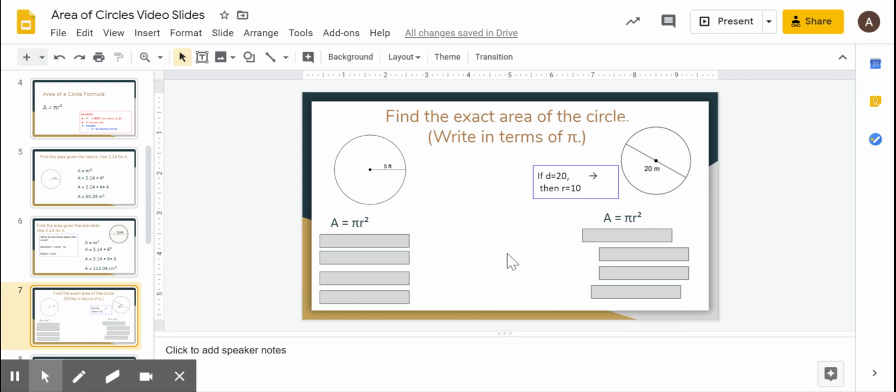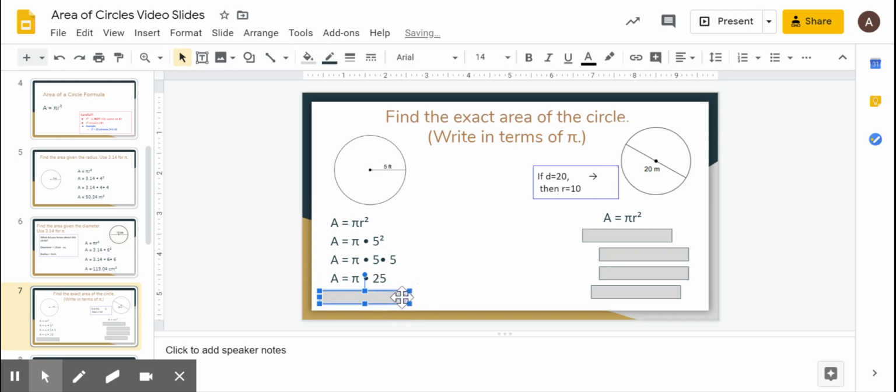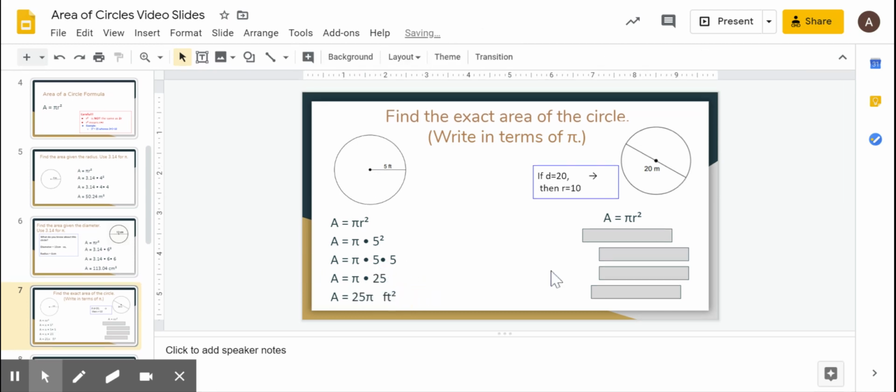All right, here are another 2 examples. This says now find the exact area of the circle, and we're writing in terms of pi. So looking at this first circle, our radius is 5, so we're going to plug in 5 for r. So pi is staying as pi because it says write in terms of pi. R, we're plugging in 5, and it's squared. So let's expand that. Pi times 5 times 5, which is pi times 25, or 25 pi.